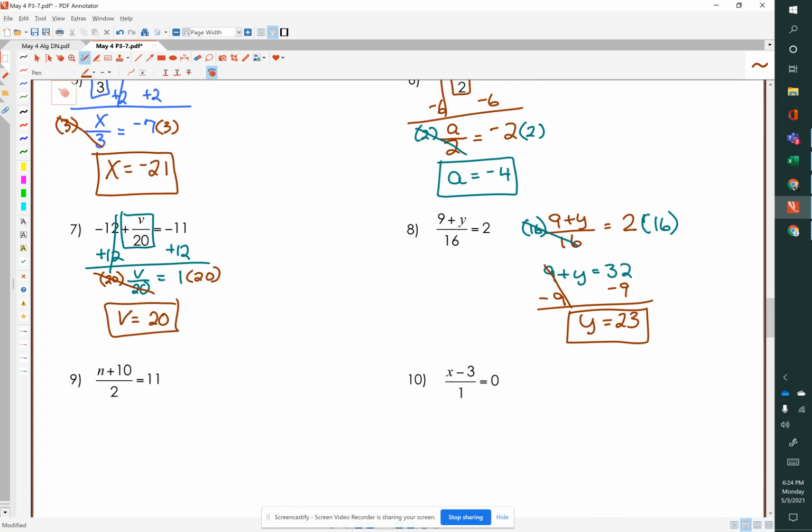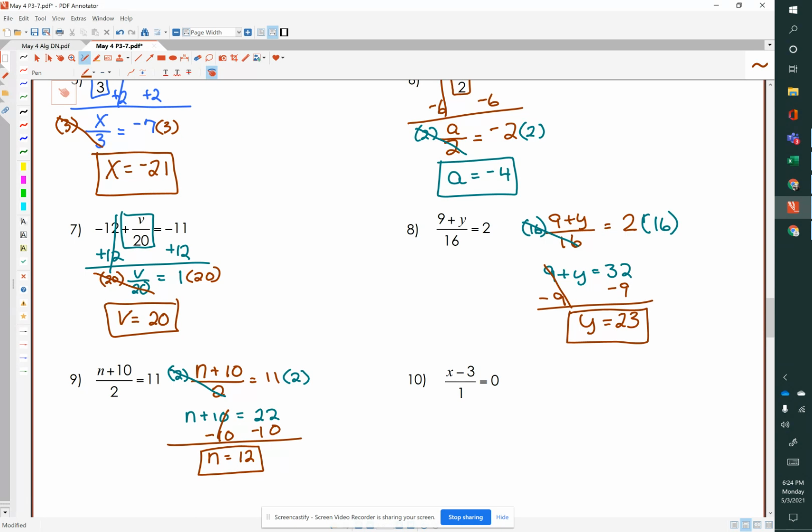Number 9, I'm going to rewrite that problem because I need a little more room. n plus 10 divided by 2 equals 11. So now I need to clear that fraction, so I'll multiply both sides of this equation by 2, which clears the fraction and gives me n plus 10 equals 11 times 2, which is 22. So now I want to isolate that n, so 10 is being added, so I will subtract 10, knowing that whatever I do to one side, I will do to the other. And in that case, n equals 22 minus 10, which is 12, and that's a final answer.